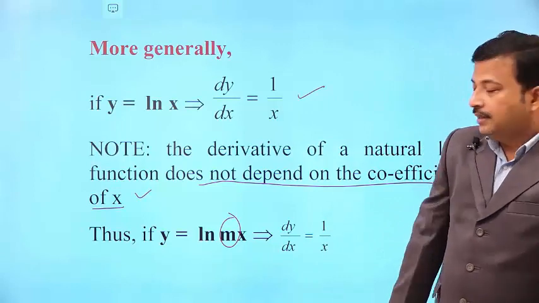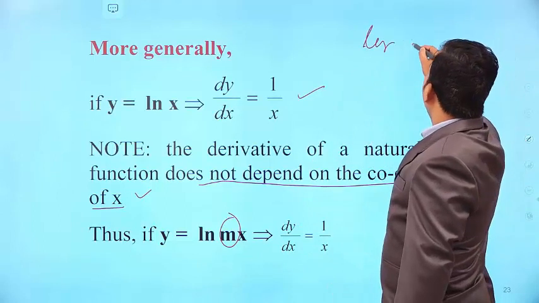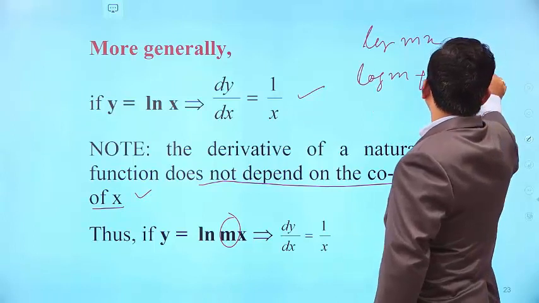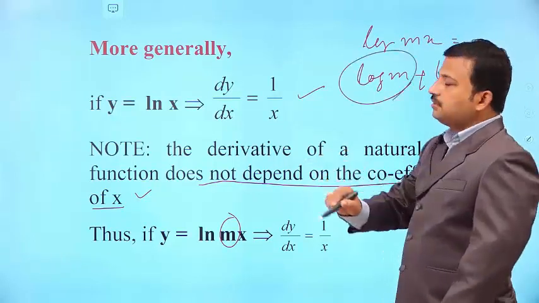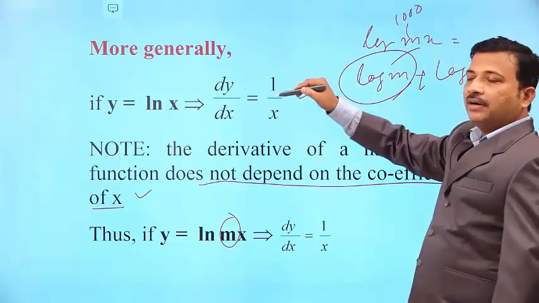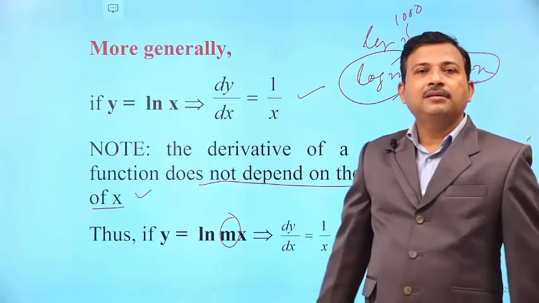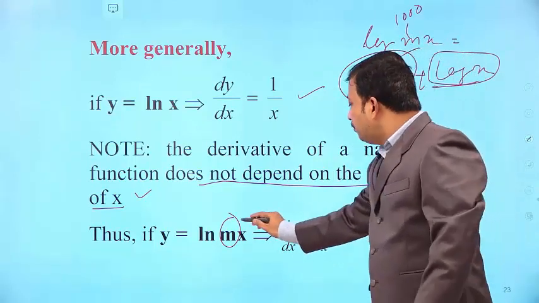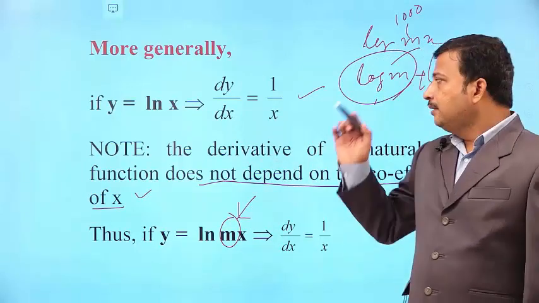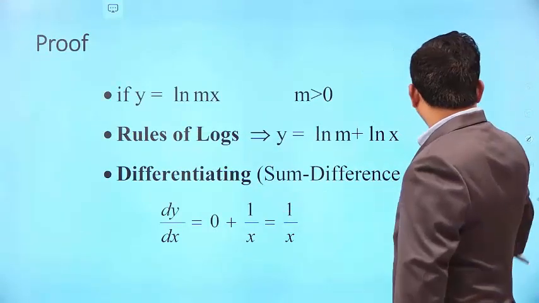Why? Can anybody say? Log mx equals how much? Log m plus log x. See, log mx is equal to, we can write this as log m plus log x. Is it clear? And this is becoming a constant. And the derivative of a constant is always 0. This m may be 100 or 500, it doesn't affect our result. So the derivative of log x is obviously 1 by x. So this m has no impact on our derivative. So log of 1000x also gives 1 by x, right? This is what I wanted to tell you.